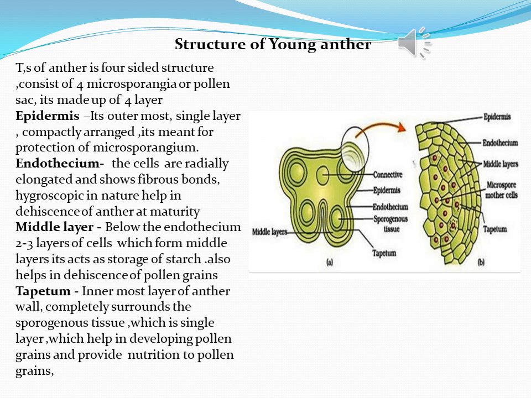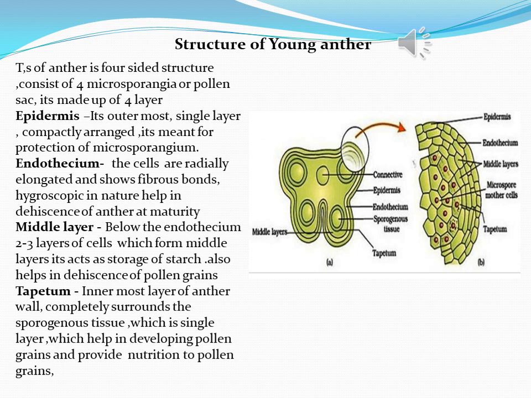We can observe diagrams A and B. The first layer we are calling the epidermis. After that is the endothecium, then the middle layer and the tapetum. So these are the four layers found in the microsporangium or pollen sacs. Now focus one by one.